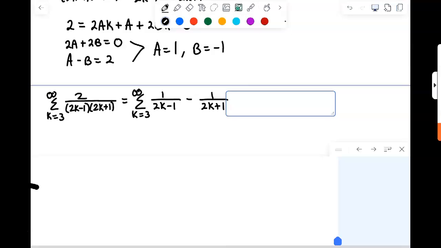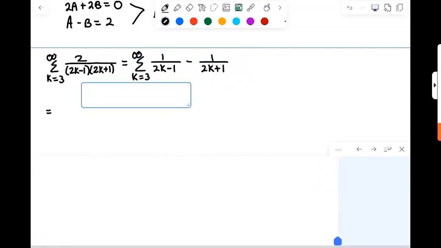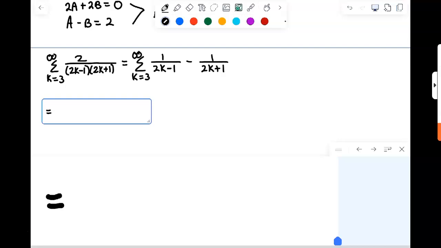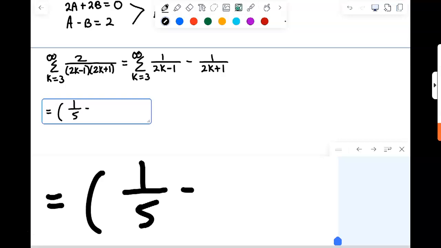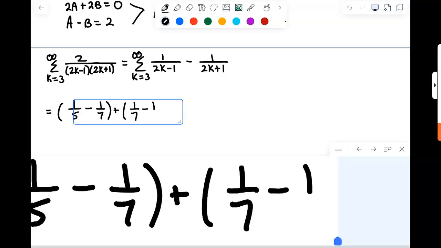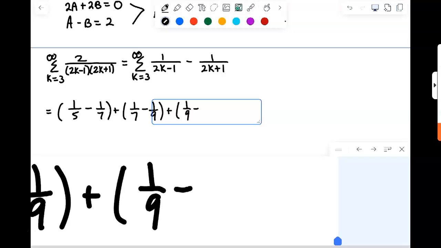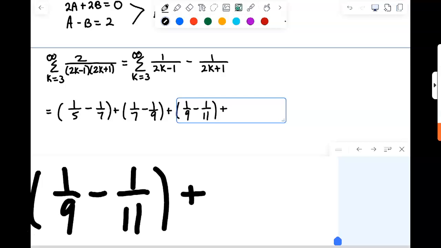And so we start looking at our terms to see what's going to happen here. So what are our first few terms? Well, k equals 3, 2k minus 1 would be 5, so that'll be 1/5. 2k plus 1 would be 7. So it's actually 1/5 minus 1/7. And then it would be plus 1/7 minus 1/9. And then plus 1/9 minus 1/11. And so on and so forth.